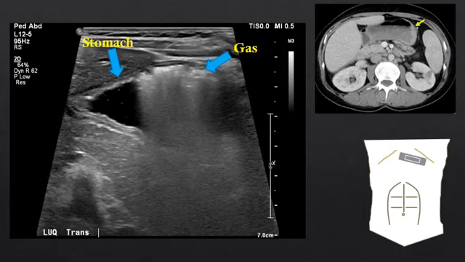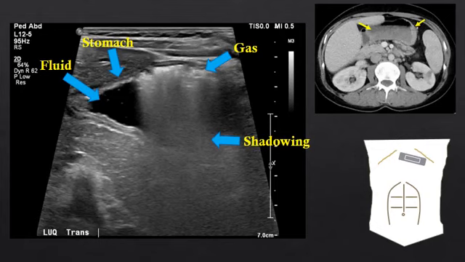The gas does not allow for good penetration of the sound waves, and therefore deep to gas-filled structures we will have shadowing. Some people call the shadowing deep to gas dirty shadowing, but it is shadowing nonetheless, as it is artifactual in its echogenicity, and the structures deep to it are obscured.